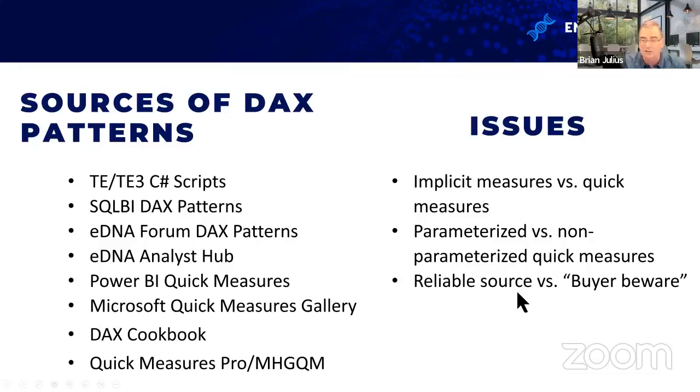And then the last thing is where's the source of your quick measure or your pattern coming from? In the buyer beware category, the Enterprise DNA Analyst Hub is kind of an open community source for DAX patterns, so anybody can contribute. Whereas if you look at the SQLBI DAX patterns, that's Alberto and Marco. Those are the only patterns in there. In judging these, you want to think about what's the source of the pattern. In the Analyst Hub, there very well may be some great patterns, but from people I don't know. Typically the ones I rely on are from people that I know to be a reliable source.